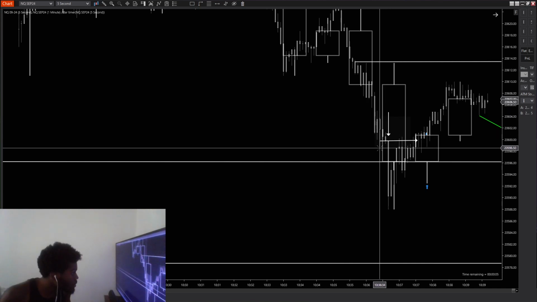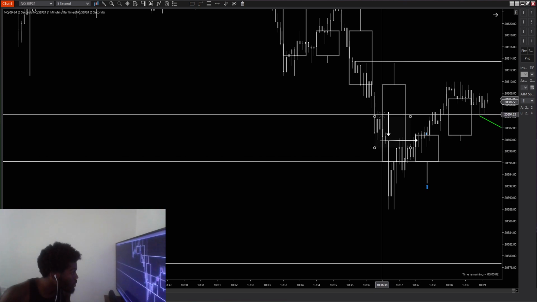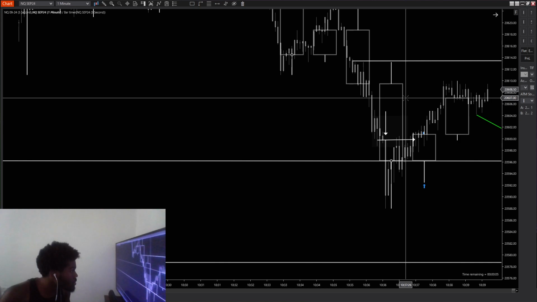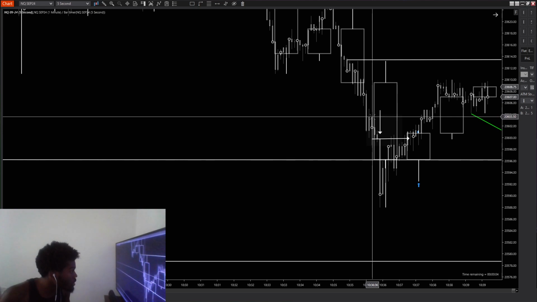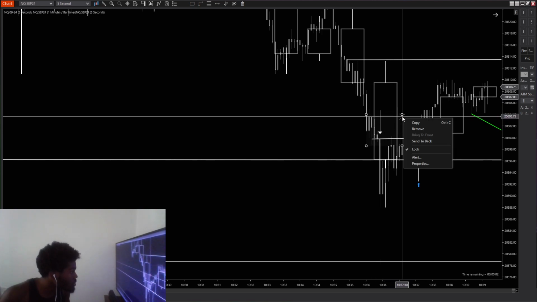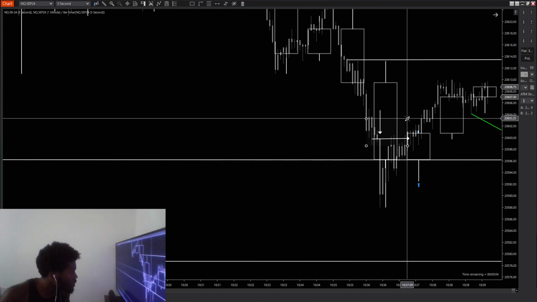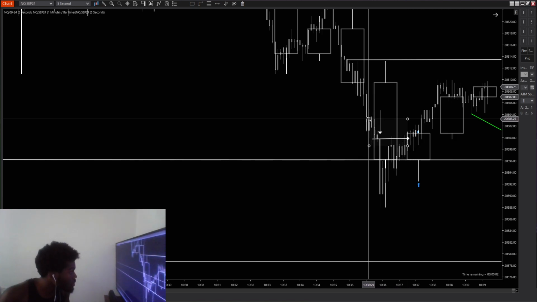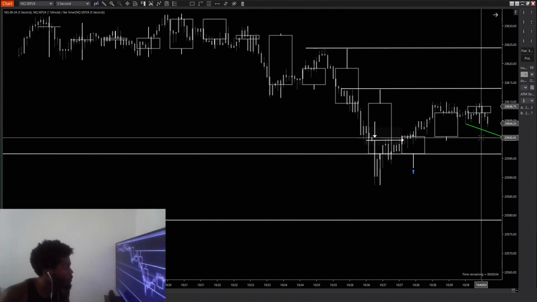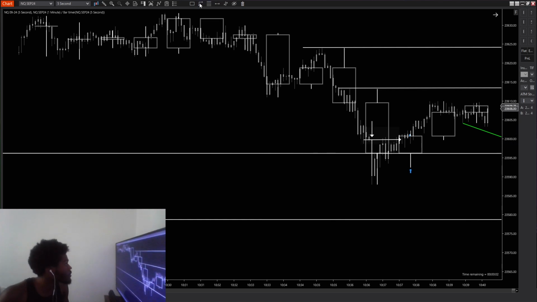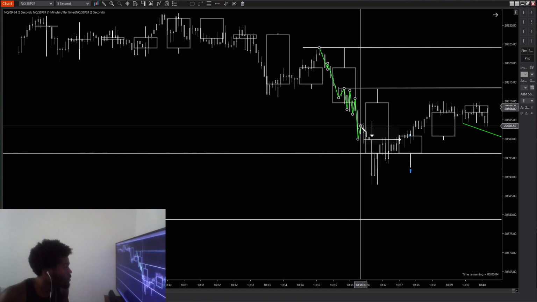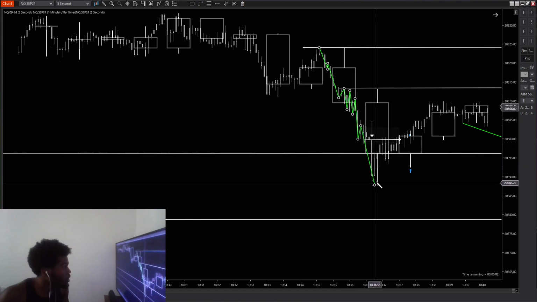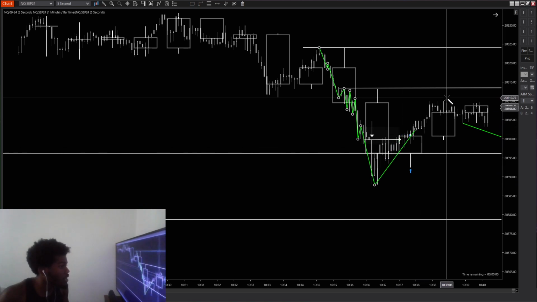This is a pullback right here. I can't tell because of these boxes here. No, the high was right there. Exactly, so this is actually meant to be right there. This zone there. So the pullbacks that I'm counting are pullbacks from lower time frames. And that's added confidence in knowing that, okay, cool, price can reverse.